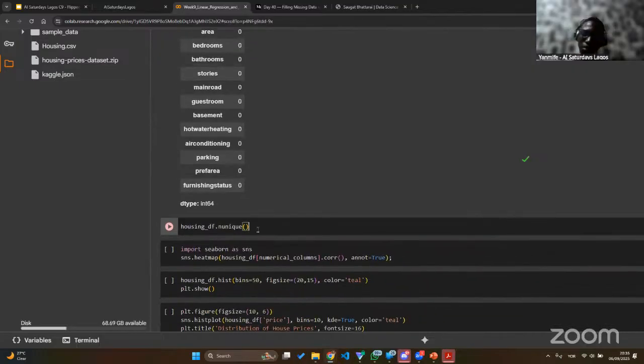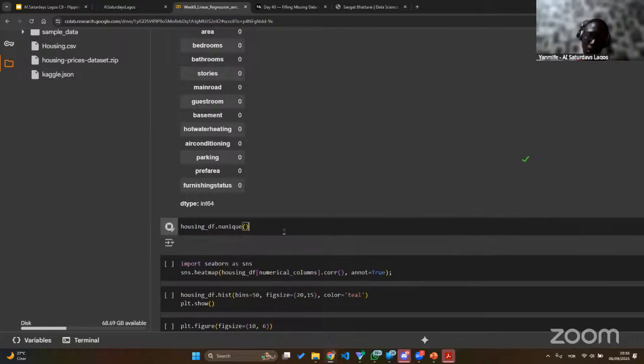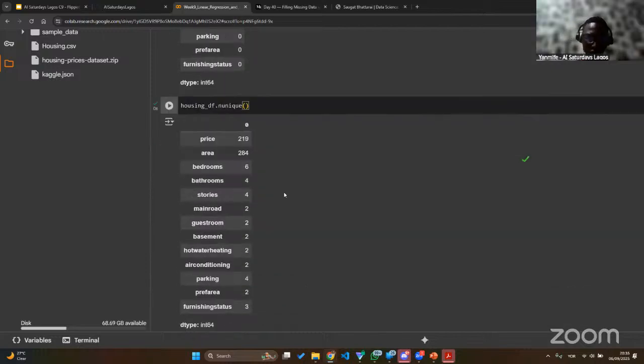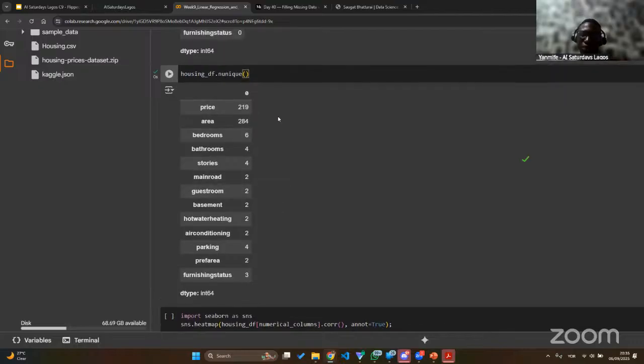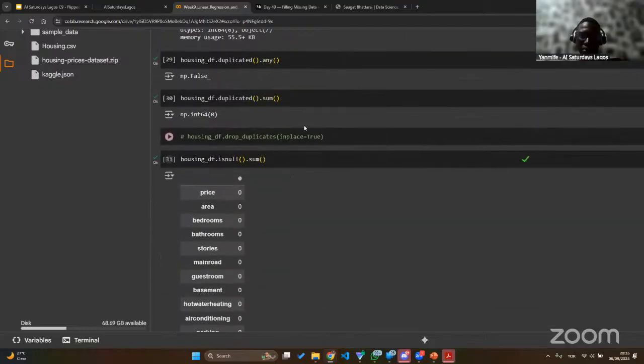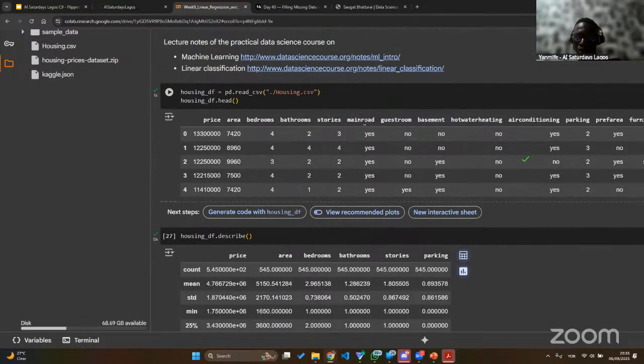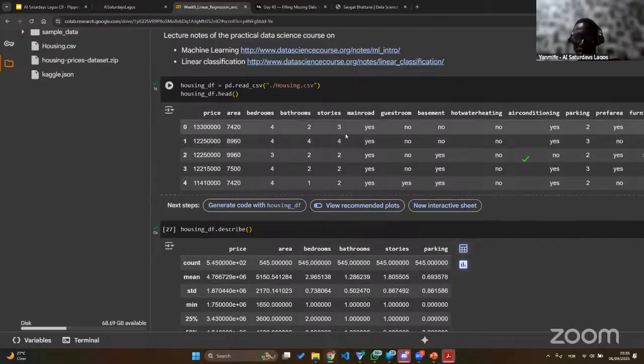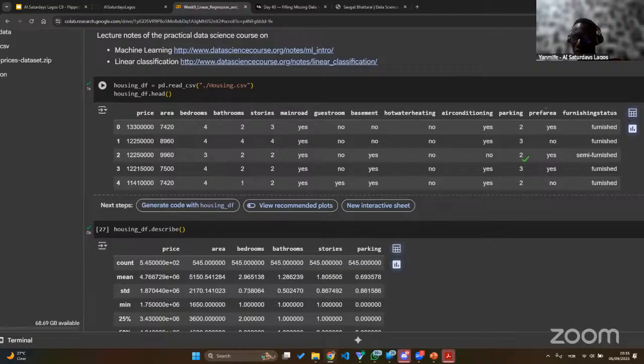So now I want to check the number of unique values in my data set. So let's look carefully at my data set. Coming to this: main road, guest room, basement, hot water heating, air conditioning, and preferred area. How many unique values are we supposed to be expecting?